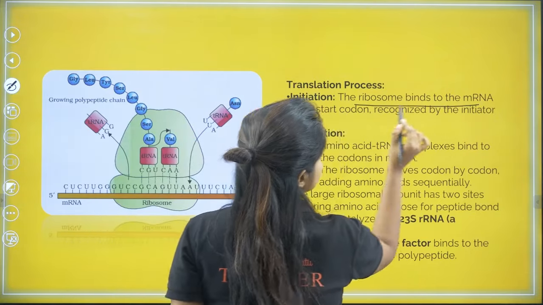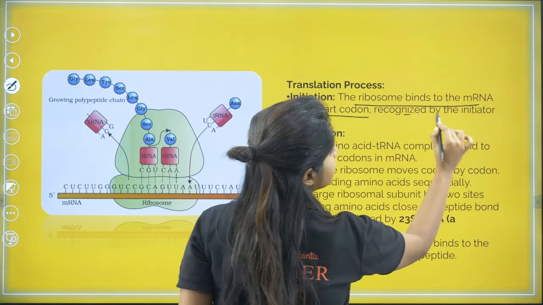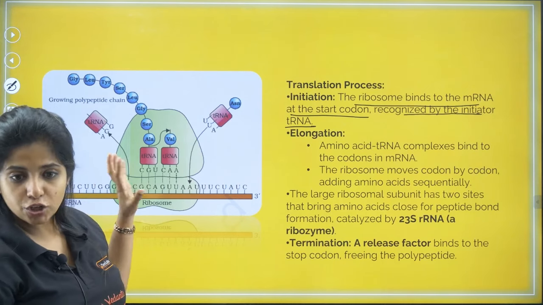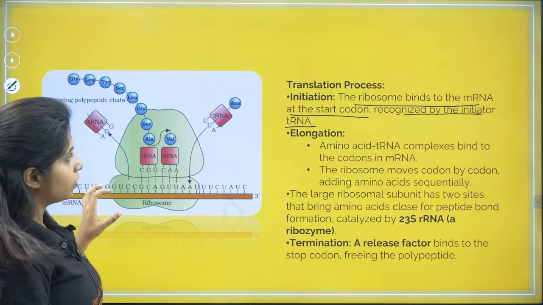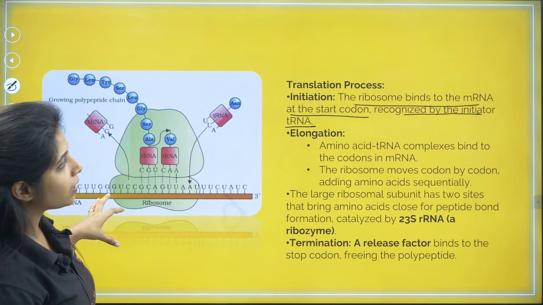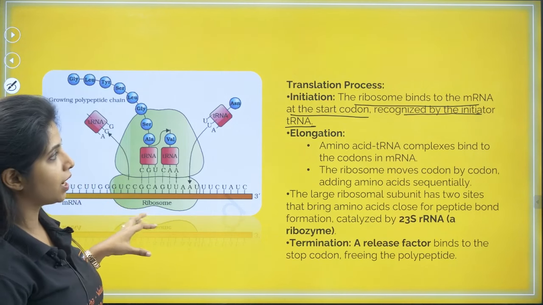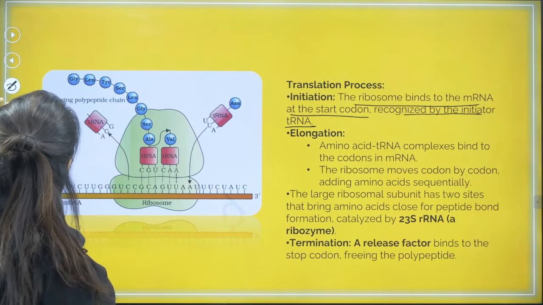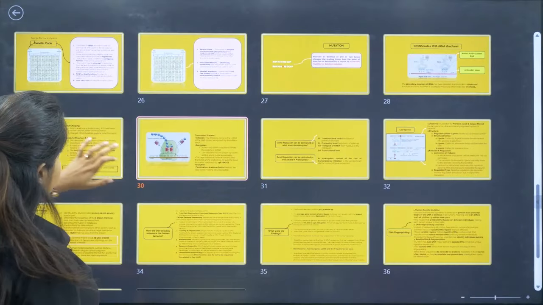Now, translation process, initiation. The ribosome binds to the mRNA at the start codon recognized by the initiator tRNA. Okay, it is recognized by the initiator tRNA. First of all, rather than following this, you can just listen to me carefully first.